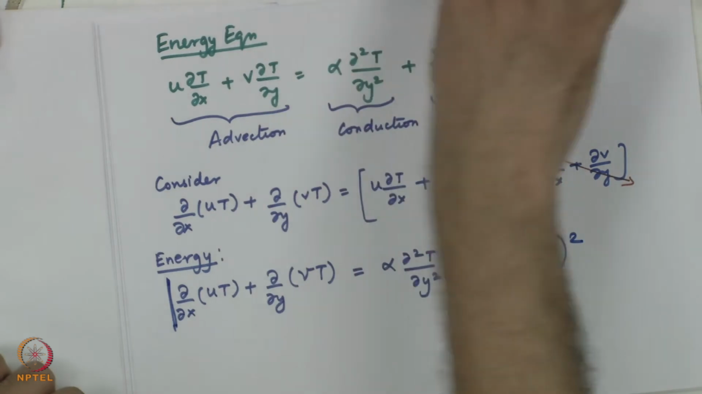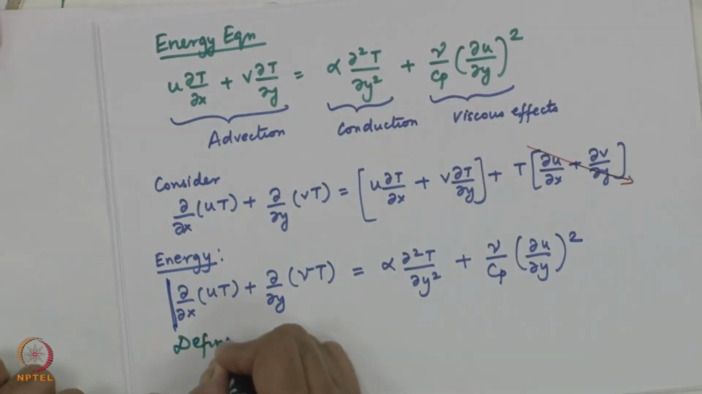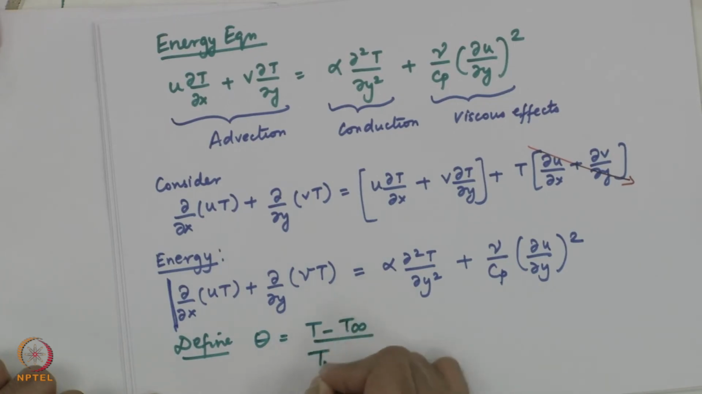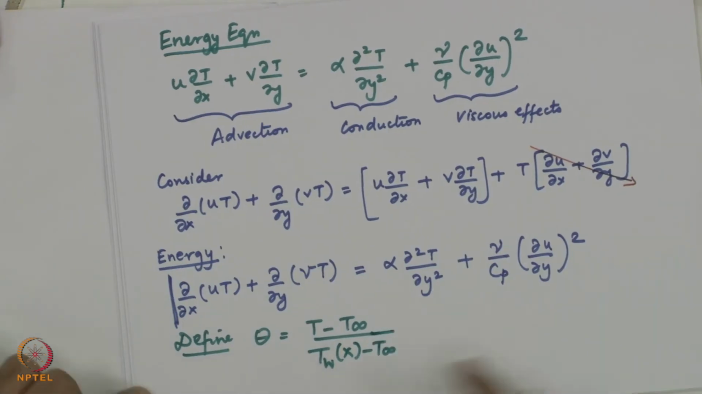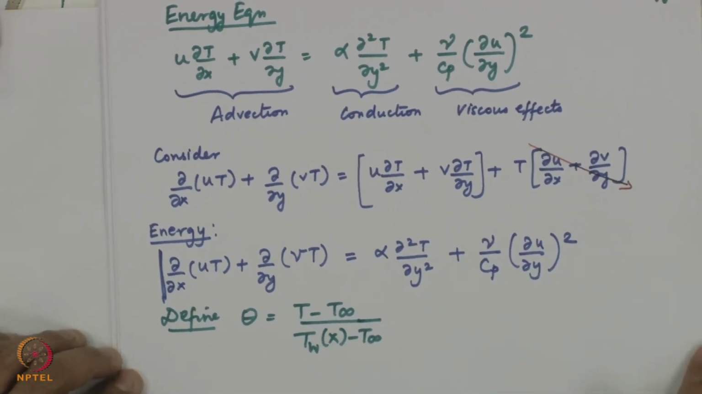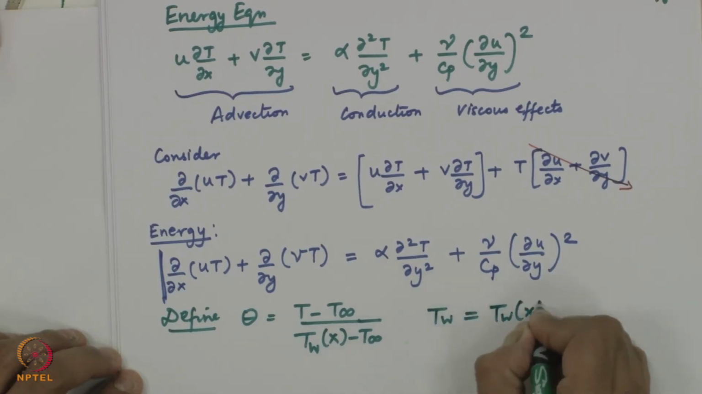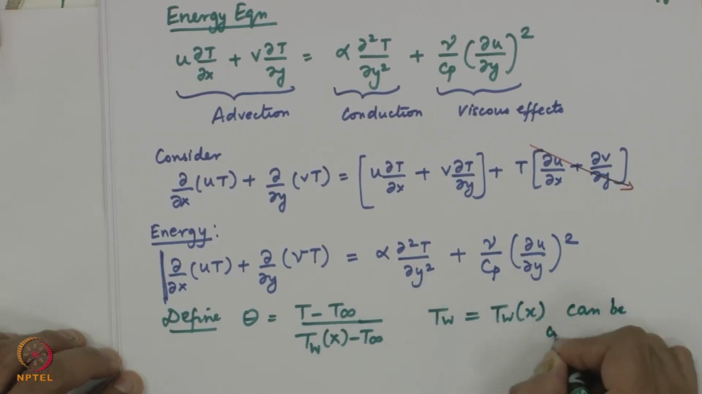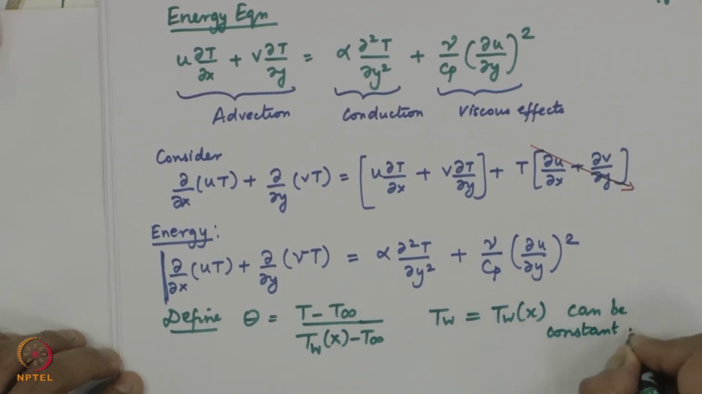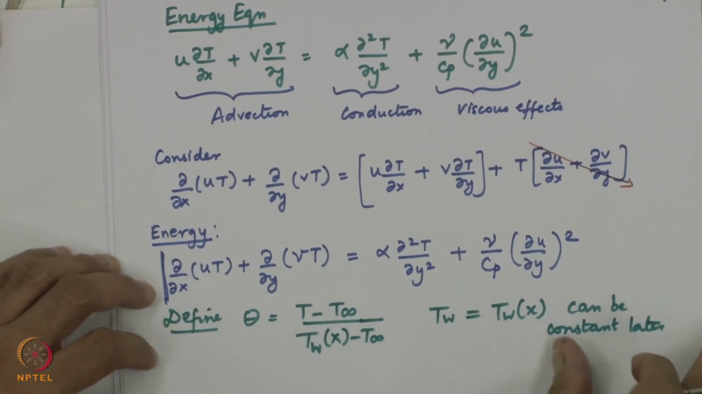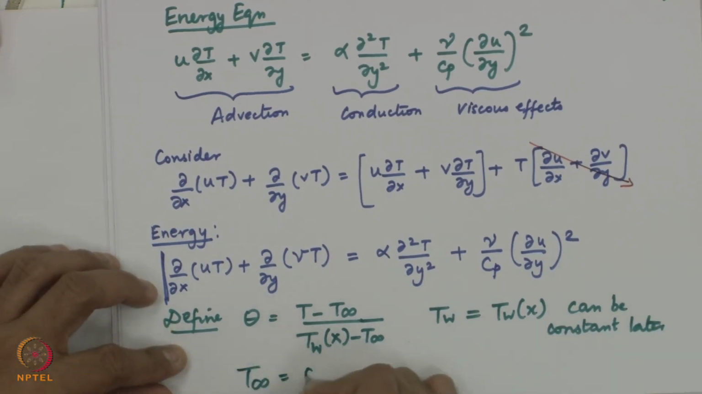So, let us define now. Theta is equal to (T minus T infinity) by (T wall of x minus T infinity). This I am keeping in general. T wall is a function of x, can be constant later on. Okay. So, let us define it this way, and also assume T infinity is equal to constant.